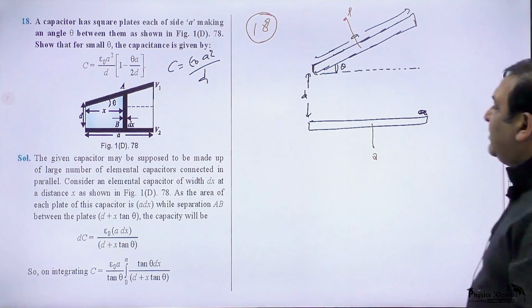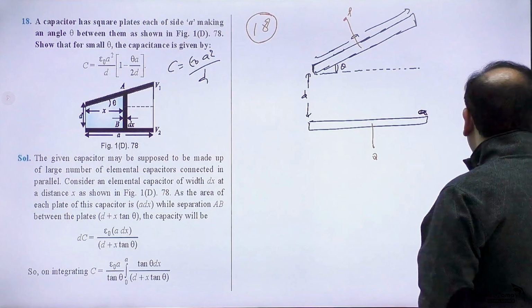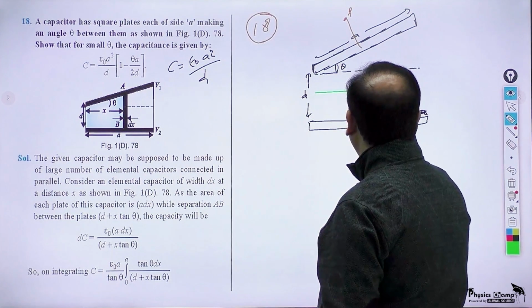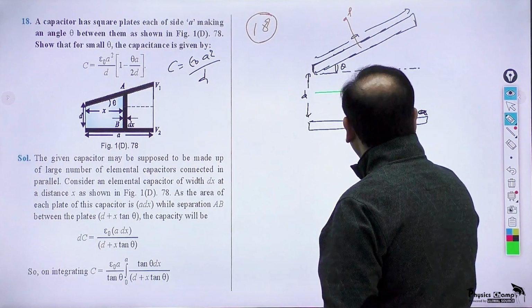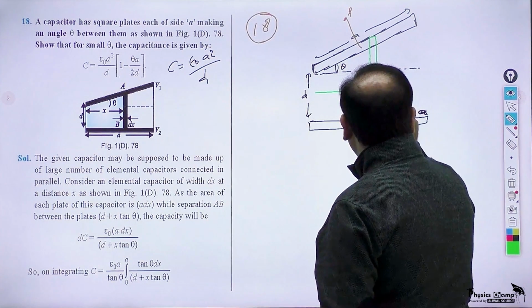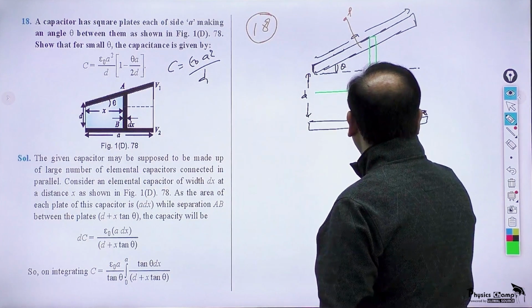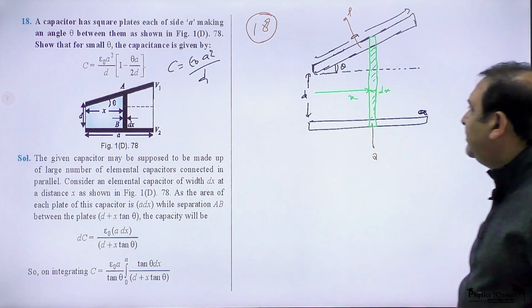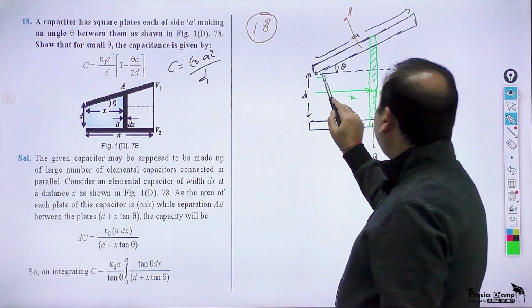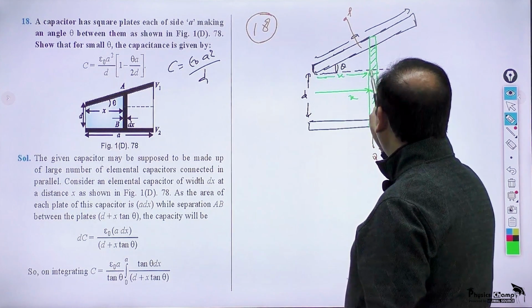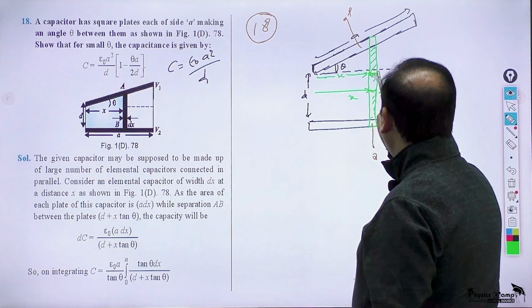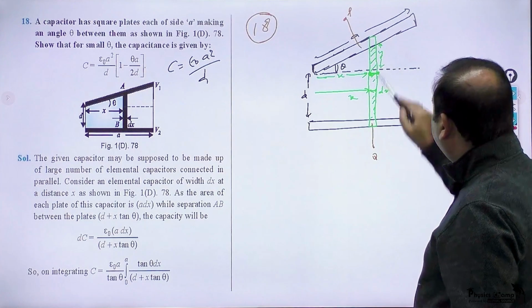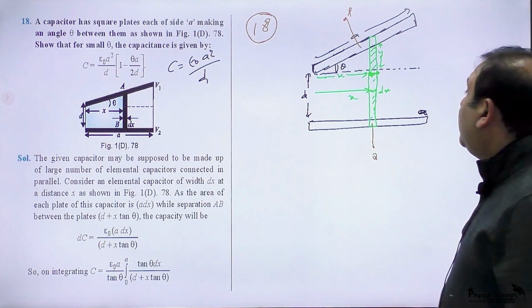Now for getting the capacitance here, let's take, at a distance x from this edge, a small width dx. So this is a distance x, and over here we are taking a small thickness, and that is dx. Maybe this height is y. What will be the capacitance?